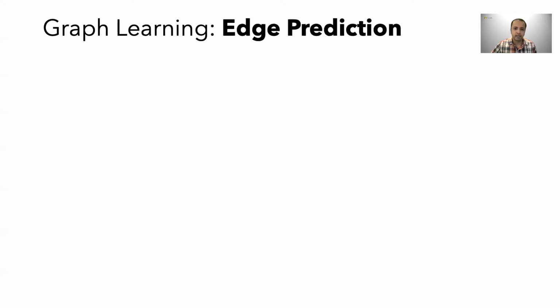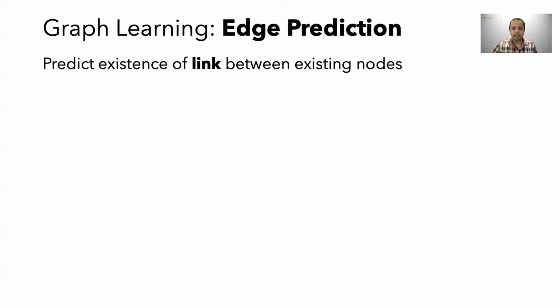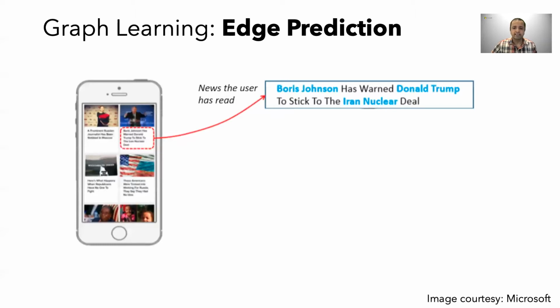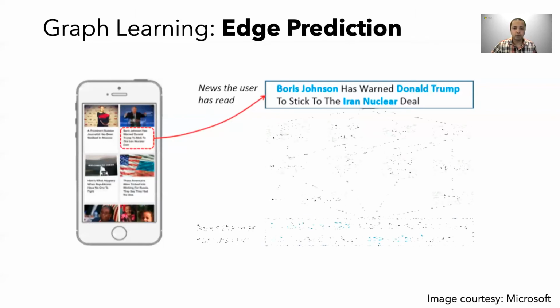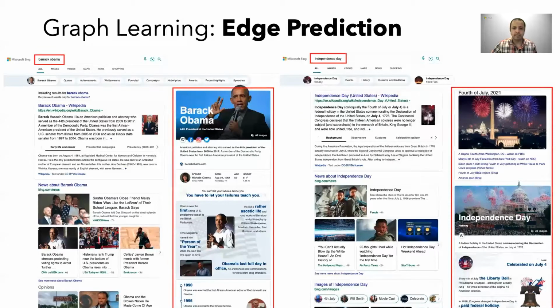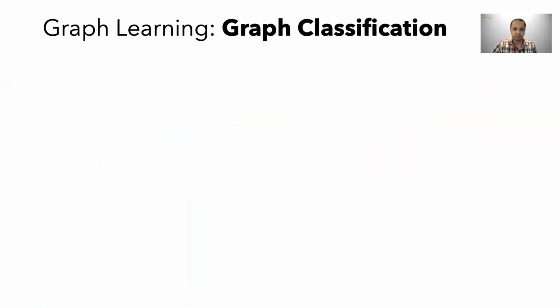The second task is edge prediction, which predicts the existence of links between nodes in the graph. Recommendation systems are typical examples here. Based on articles read by a user, graph learning can be used to predict possible articles that the user might like. Many of us have seen examples of search engines showing relevant topics based on a search term rather than just spitting out a bunch of matches for a given keyword. Edge prediction on knowledge graphs greatly improves the relevance of such recommendations.